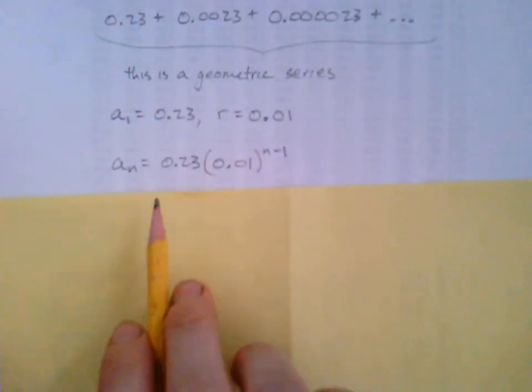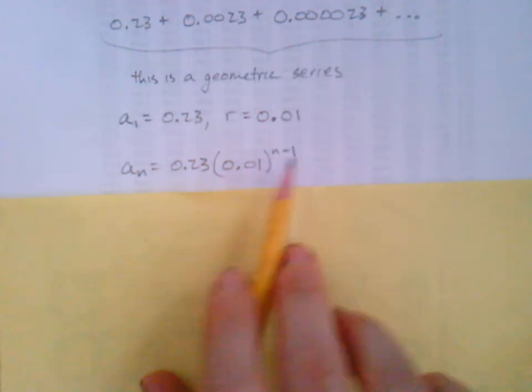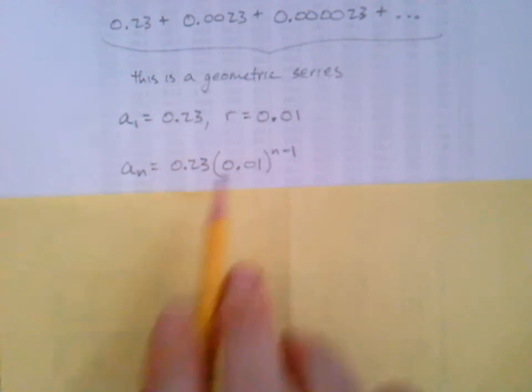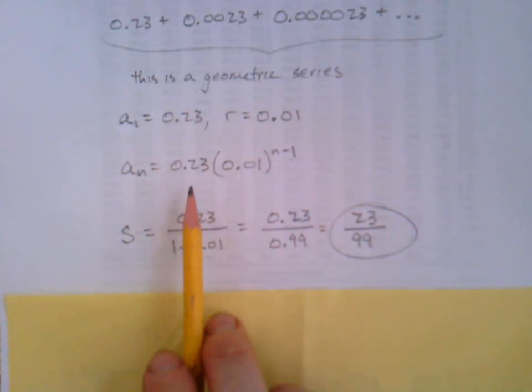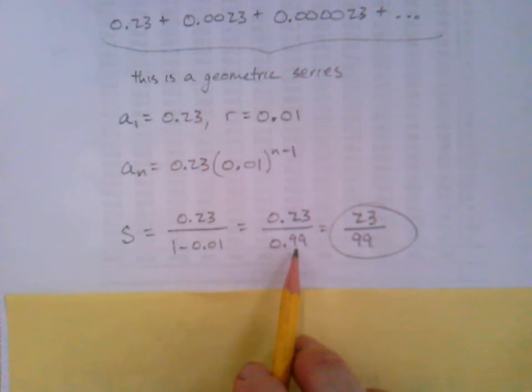There it is as a geometric series, right? 0.23 times 0.01 to the n minus 1. That number is definitely less than 1. It's between -1 and 1. So we can use our formula. a1 is 0.23, r is 0.01, a1 over 1 minus r, 0.23 over 1 minus 0.01. Let's do the denominator first. That's 0.99, 0.23 over 0.99.